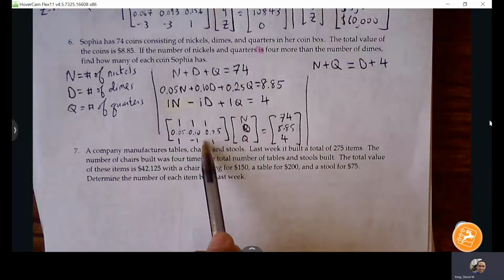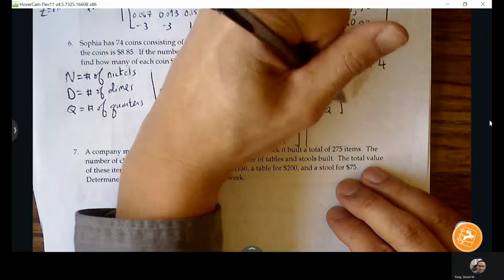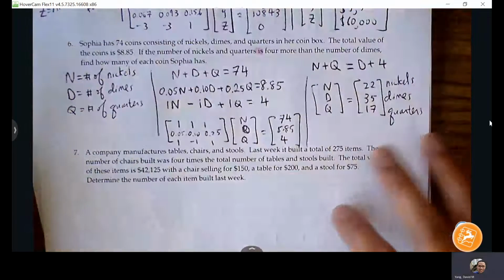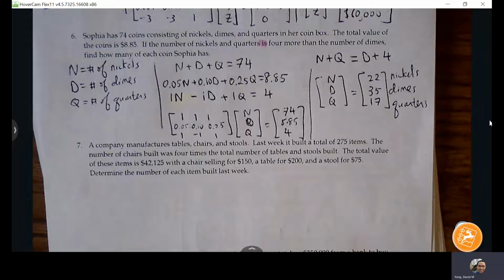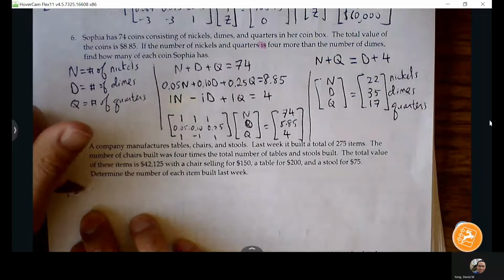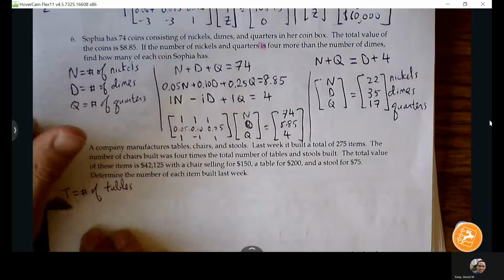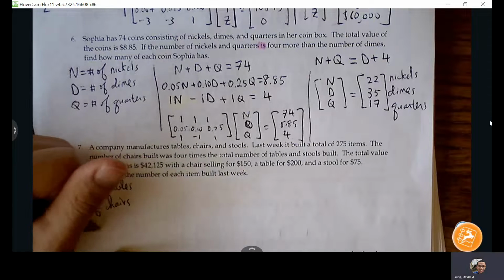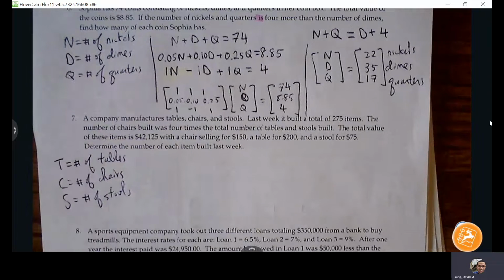Matrix A, matrix B, inverse of matrix A times B. So for number 7, I suggest using TCS, but if you want to use XYZ, that's fine as long as you know where things are lined up. Okay, so try that.